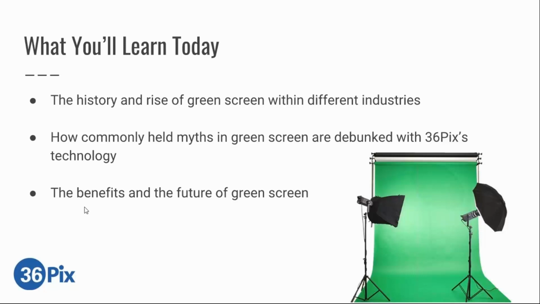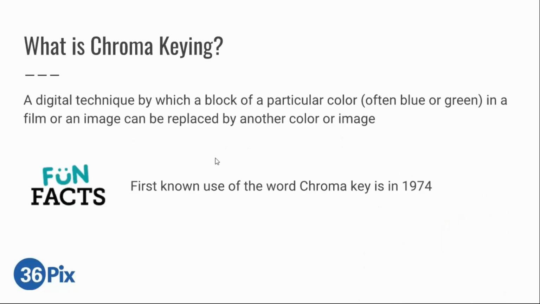So first off, I'd like to define what chroma keying is. Chroma keying is what we use here at 36pix to do our extractions. The dictionary definition of chroma keying is a digital technique by which a block of particular color, often blue or green, in film or in an image can be replaced by another color or image. So basically what we're talking about here is separating the foreground and the background so that we can put in a different background in the back, and that's what we do here.